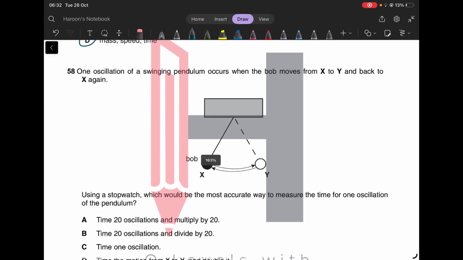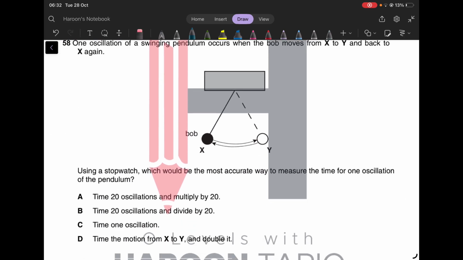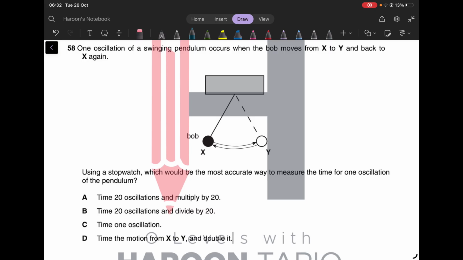Now, last question of this worksheet. One oscillation of a swinging pendulum occurs when a bob moves from X to Y and back to X again. So one full round, one oscillation, would be it going from X to Y and then from Y back to X. That would be one oscillation. Using a stopwatch, which would be the most accurate way to measure the time for one oscillation?